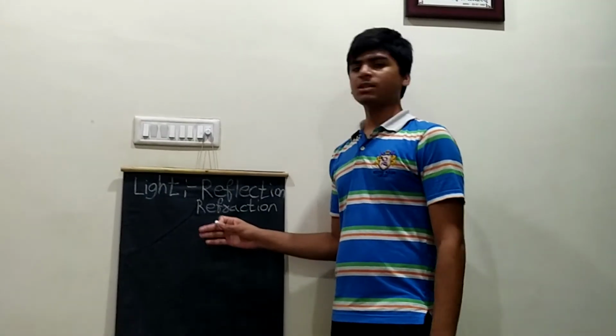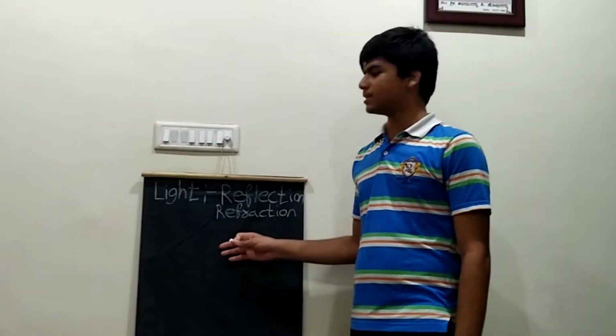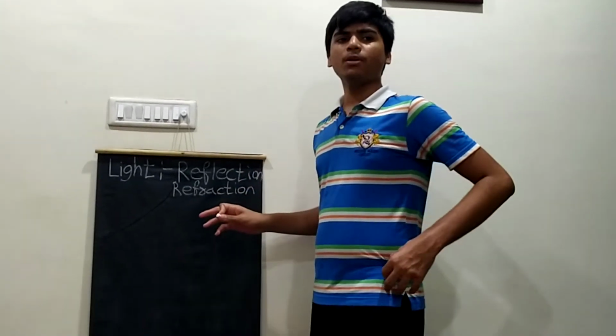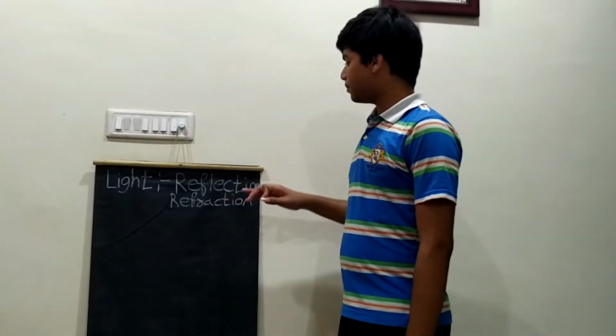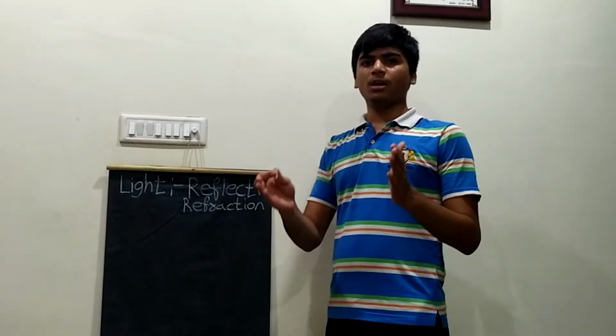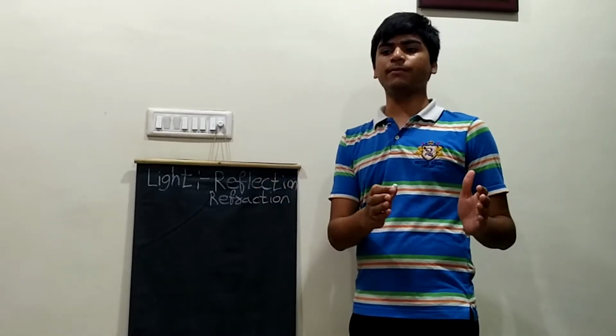Okay, students, so this is a chapter from physics. The name is Light, Reflection, and Refraction. In this chapter, we are going to study the reflection part and the refraction part. The whole chapter is divided into two halves. The first half deals with the reflection part, and the next half deals with the refraction part.